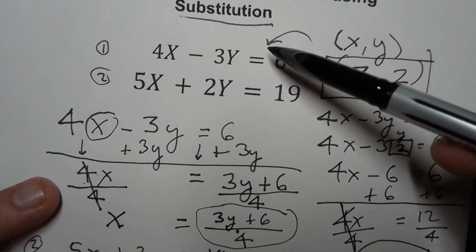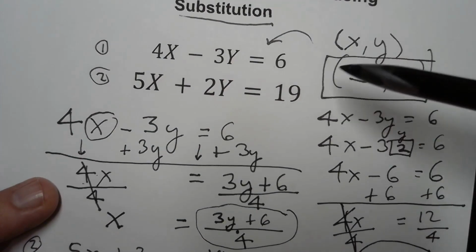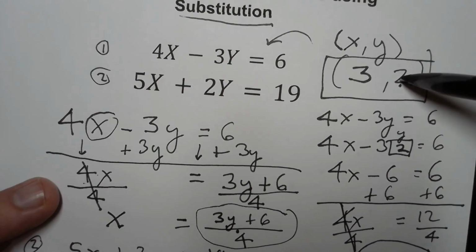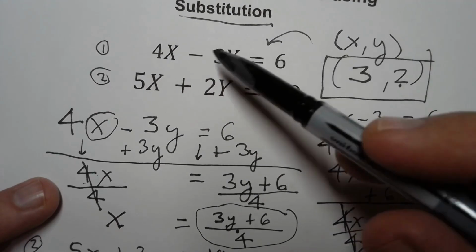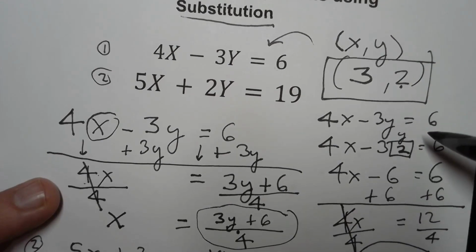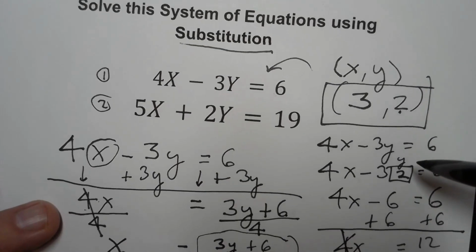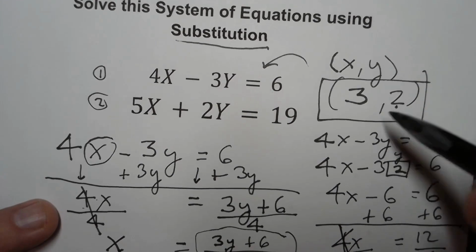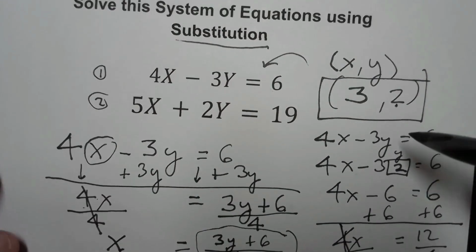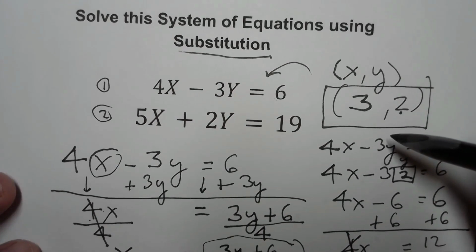And I put that in there, and that's the solution to this system of equations using substitution. In other words, line 1 and line 2 cross each other at x is 3 and y is 2. You can check this by plugging these back into each of these and make sure they work. I'm not going to do that right now, but you can do that anytime you do your work. Double check by plugging it back in. Good. So now you know how to solve a system of equations using substitution.